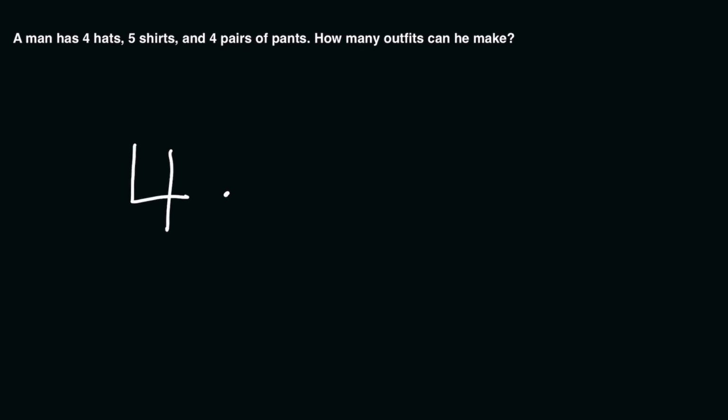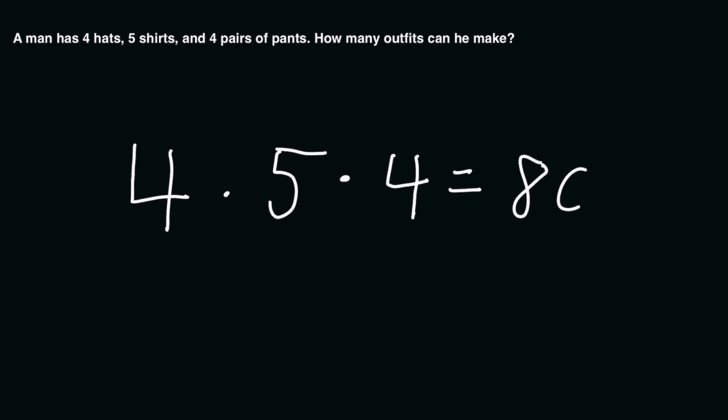And now for our next question. A man has 4 hats, 5 shirts, and 4 pairs of pants. How many outfits can he make? This problem's a little hard to do with a tree, but we can use our trick instead. We can just take 4 times 5 times 4 equals 80 total possibilities.